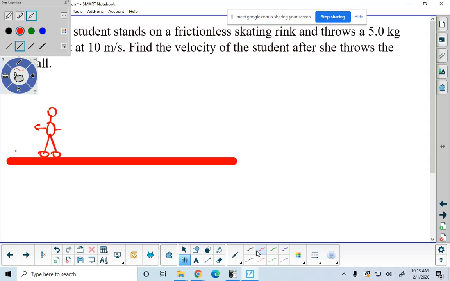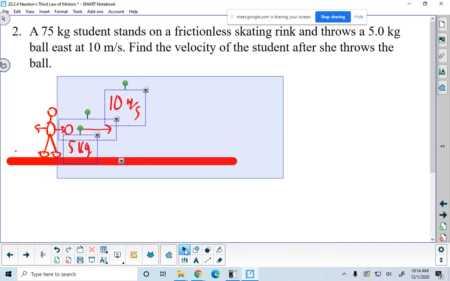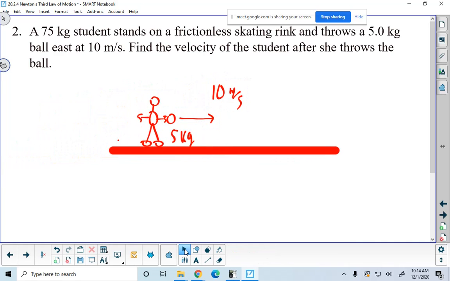I know, it's lovely. So we have this student standing here, and they throw a 5 kilogram object. So there's an object in their hand, and the 5 kilogram object is going to move to the right, while east at 10 meters per second, and this is 5 kilograms. What we're talking about here is a very important idea in Physics 30.